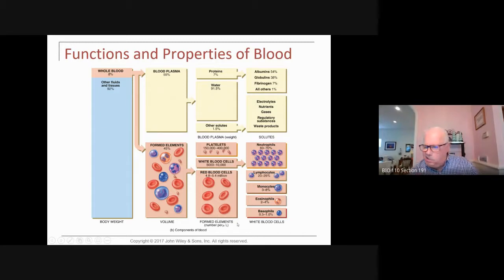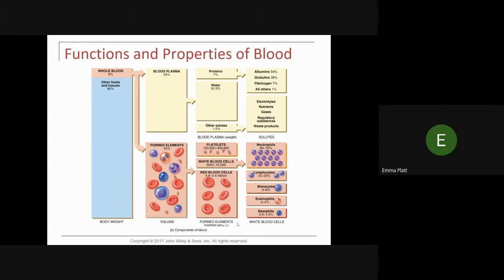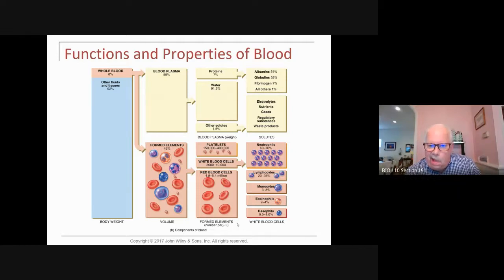So when I ask the question on exam number 1, and you have 4 choices, what is the most abundant cell in the formed elements of the blood? What is the answer? Red blood cells. In the millions. Okay?